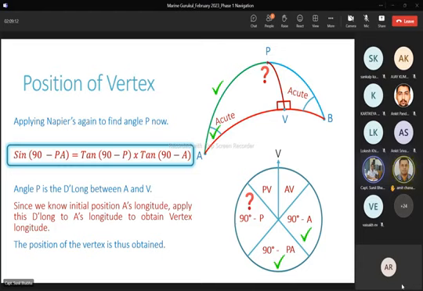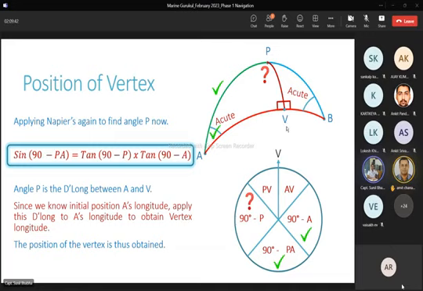The whole? No beta, no. On which triangle have you applied Napier's rule? You have applied it on Papa Alpha Victor, beta. Triangle APV. Okay, sir. So it will be the smaller angle P. This angle P is the d long between alpha and Victor. Apply it to the longitude of A, and you get the longitude of the vertex.